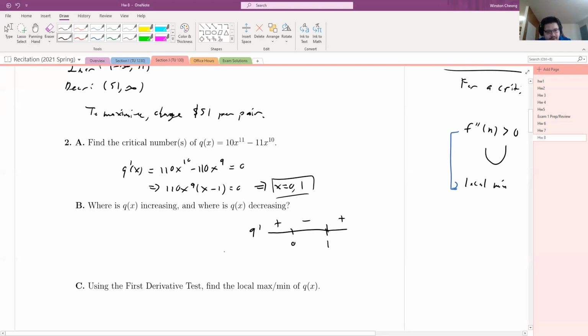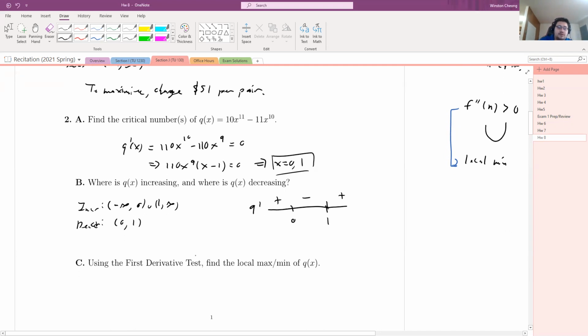Yeah. But so yeah, we have a sign chart now. So now we can just read off the information about whether Q is increasing or decreasing. So increasing and decreasing. Oh, I can't spell. So increasing is going to be from minus infinity to 0, and also from 1 to infinity. Decreasing is going to be from 0 to 1. Right.